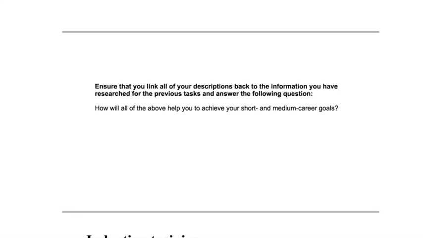It's also important to note that to meet the criteria, you need to ensure that you link all of your descriptions of professional development back to the information you have researched from previous tasks and answer the following question. How will all of the above help you achieve your short-term and medium-term goals? Now, I've just taken this from the standard BTEC help sheet. Basically, all it means is when you go through each of the professional developments, you'll have your definition of what it is, explain how you might partake in it, and link that back to your short-term or medium-term goals.